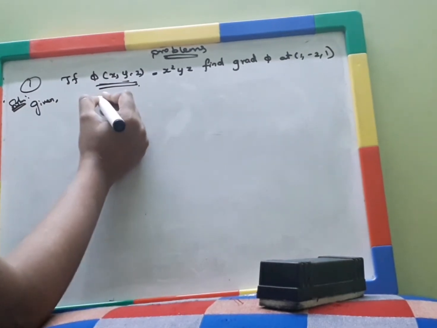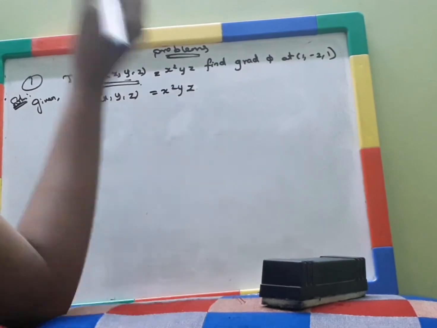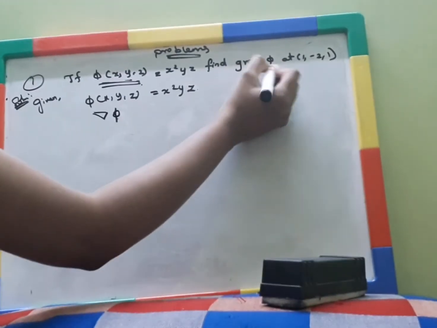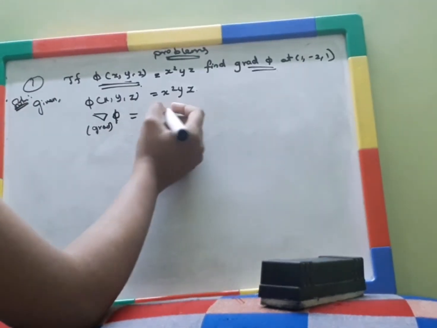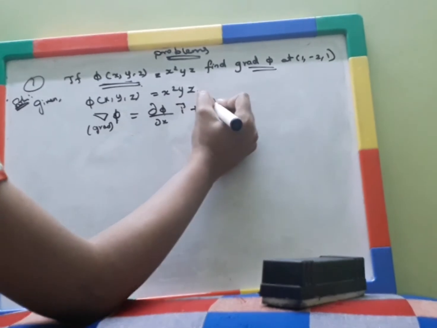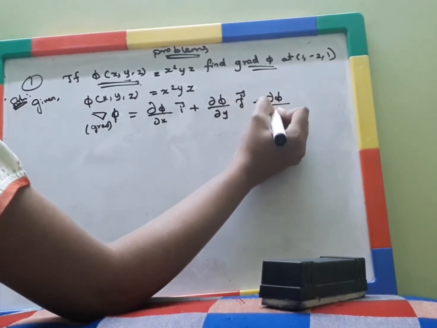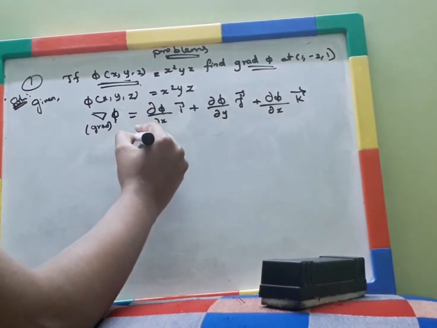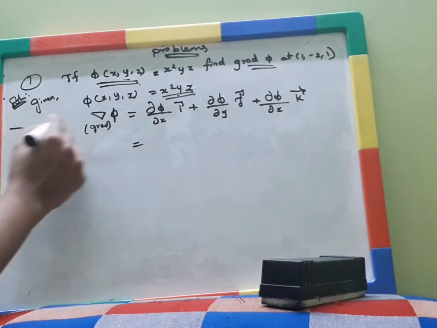They have given a function. First, the solution: given psi of x, y, z equals x square y z. This is the given function. We are going to find del psi. Del is considered as the gradient. Here we are applying the formula I said before. I will explain the first gradient sum. This is the formula I said at first.